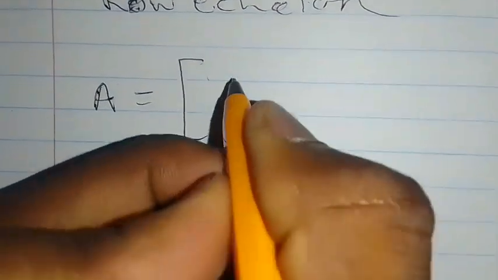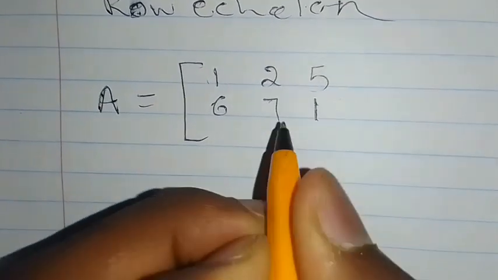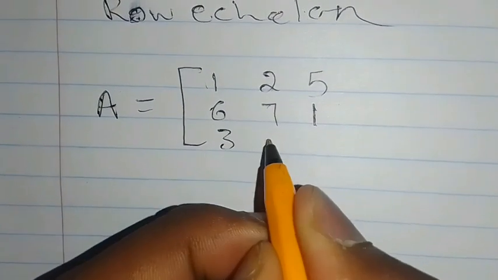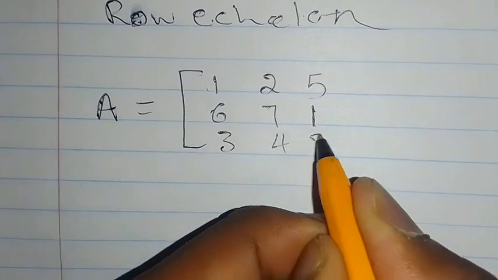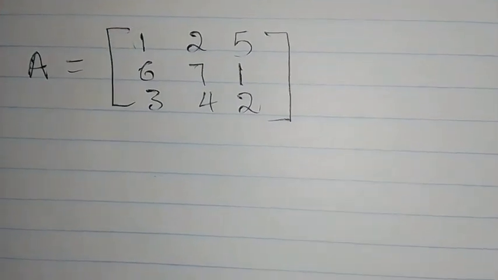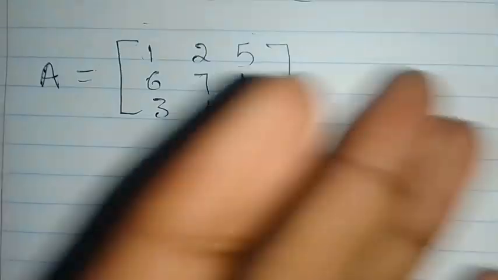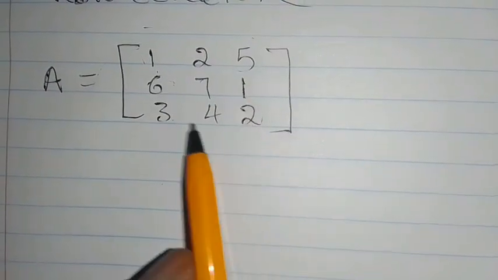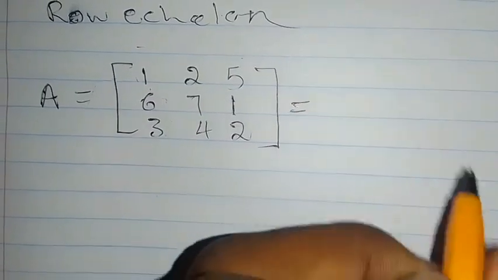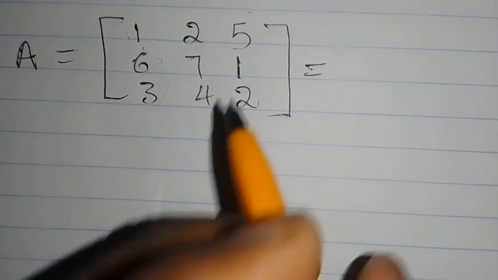Let's say maybe we have matrix A, a 3 by 3 matrix. Let's say it's 1, 2, 5, 6, 7, 1, and then 3, 4, let's say 2. So now what we want is to find the determinant of that. At first you can do that using the diagonal rule, but you can also use row echelon form to manipulate that. Remember, changing rows using row operations won't affect the determinant.